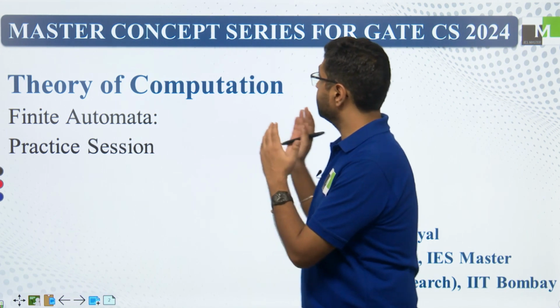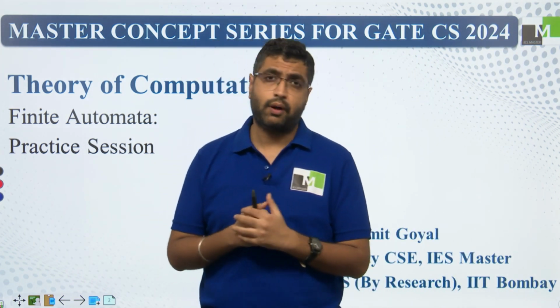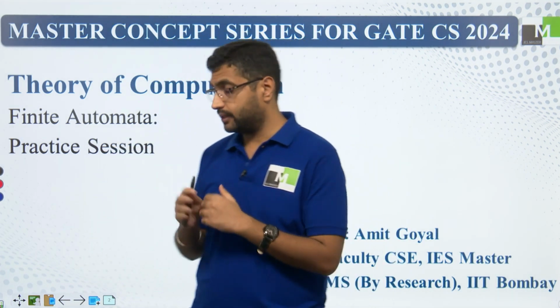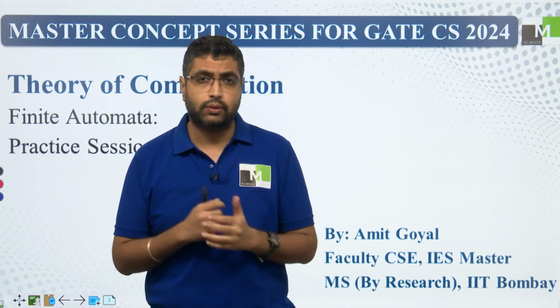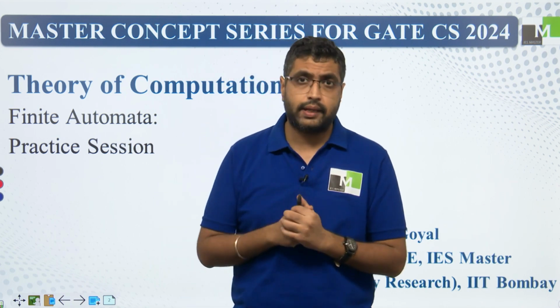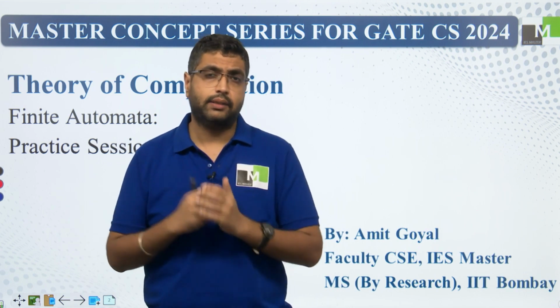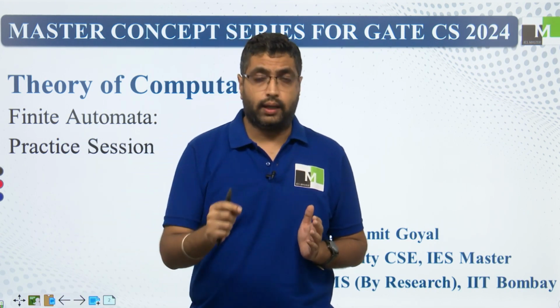In the Master Concept series for GATE CS 2024, we are discussing the subject of theory of computation, and we have already taken 7 sessions on finite automata. We have discussed in detail deterministic finite state automata. Then we discussed in detail non-deterministic finite state automata, and then we further discussed epsilon non-deterministic finite state automata. We have also discussed that the power of all these automata are equal, right?